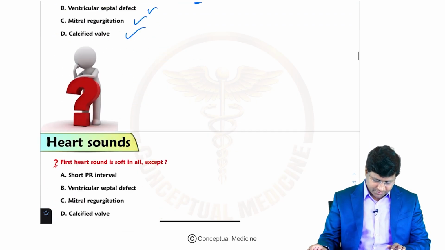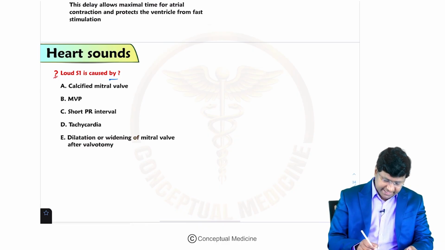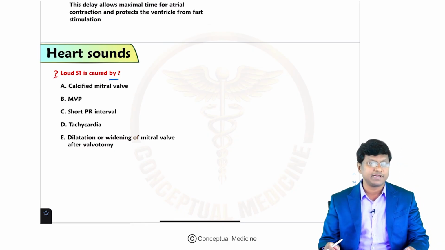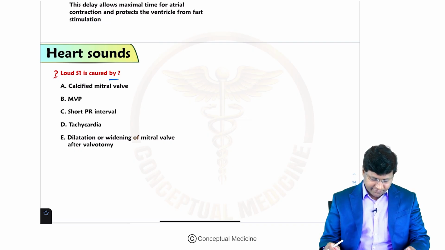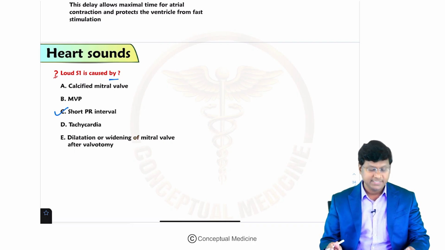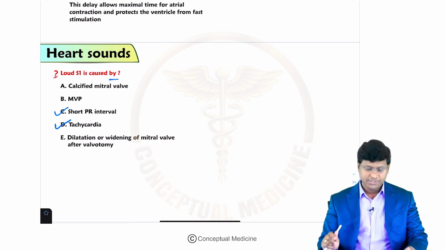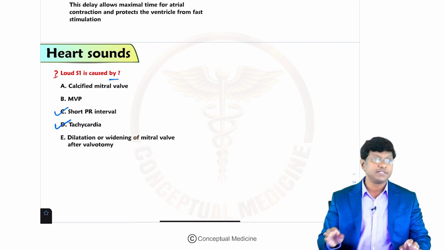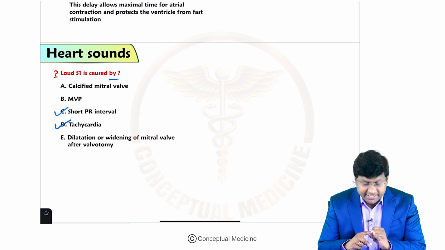And you see another question. Loud S1 is caused by: calcified mitral valve, prolapse, short PR interval, tachycardia, dilatation or widening of the mitral valve after valvotomy. The answer is short PR interval, you will have loud S1, and in the presence of tachycardia, you have the presence of the loud S1. So this completes the discussion of the first heart sound, which occurs during the isovolumetric contraction phase.